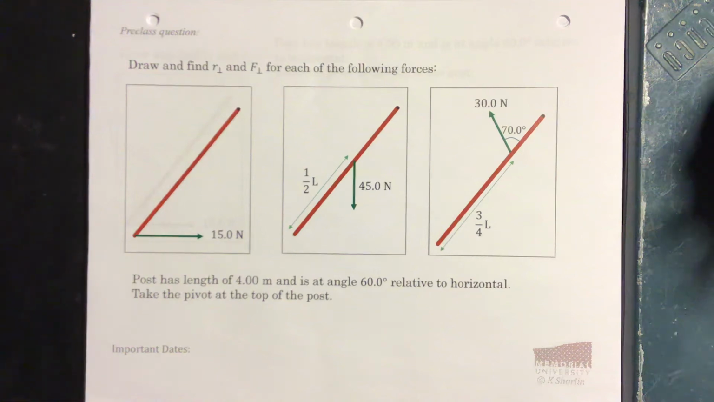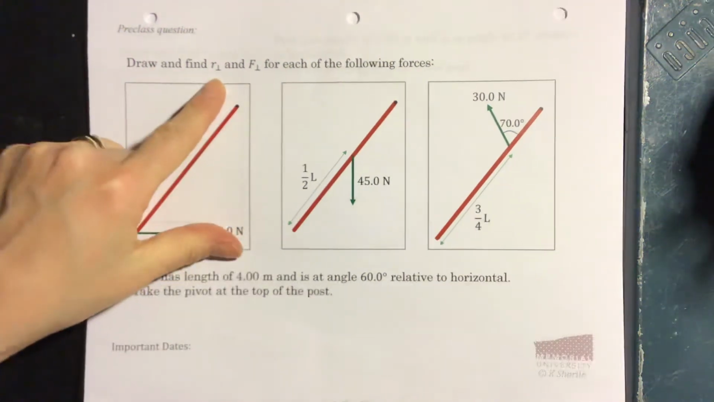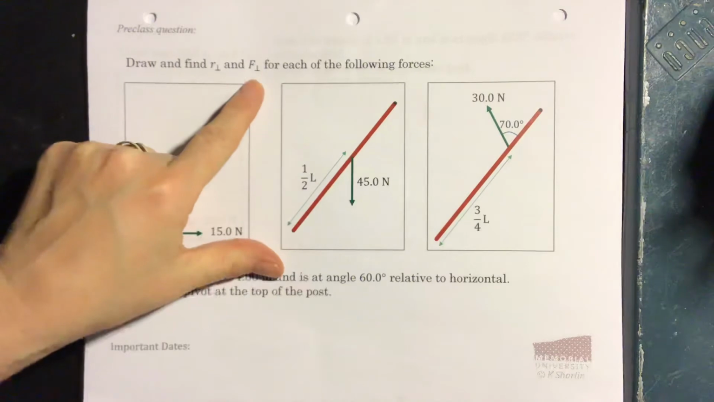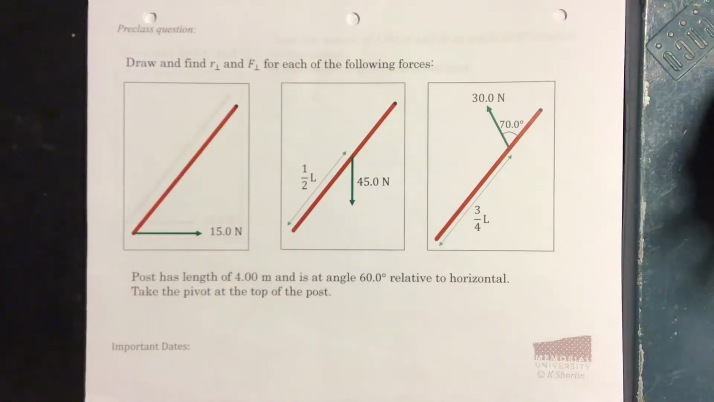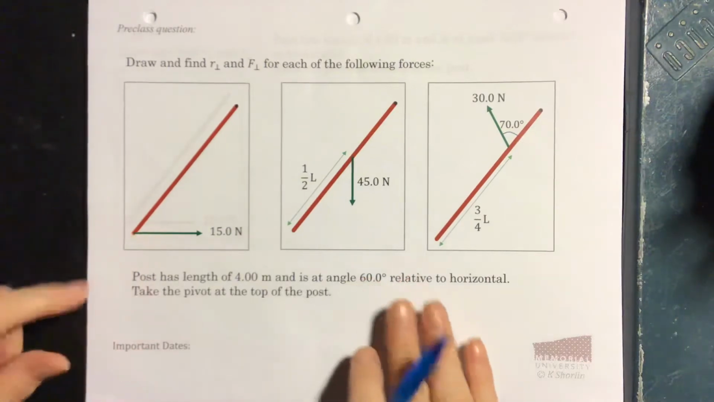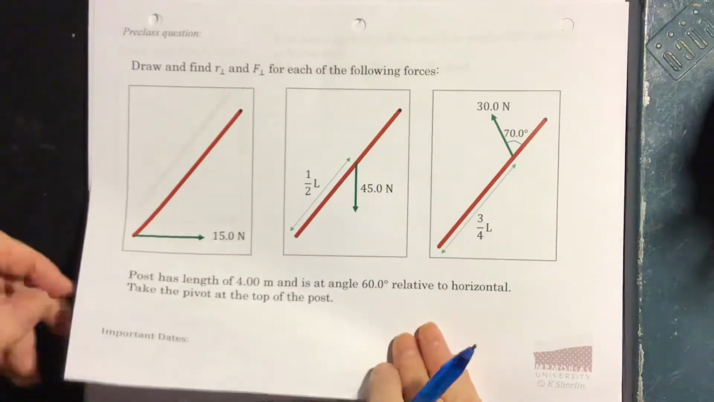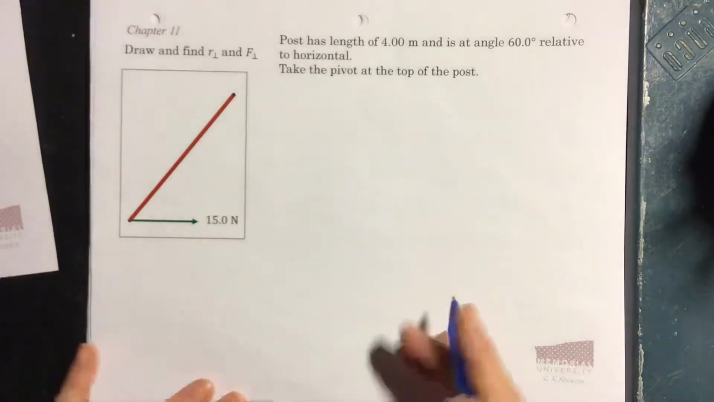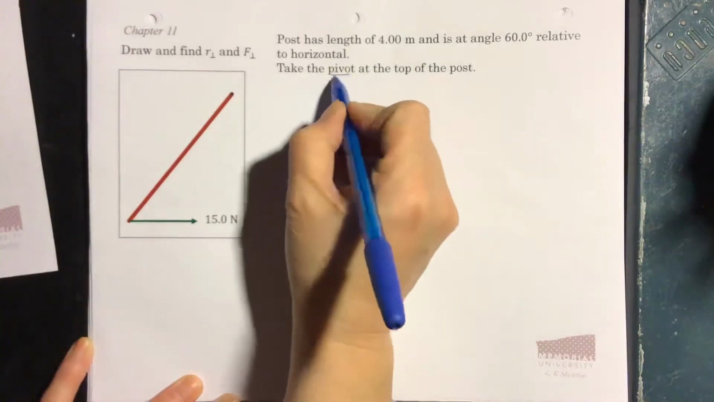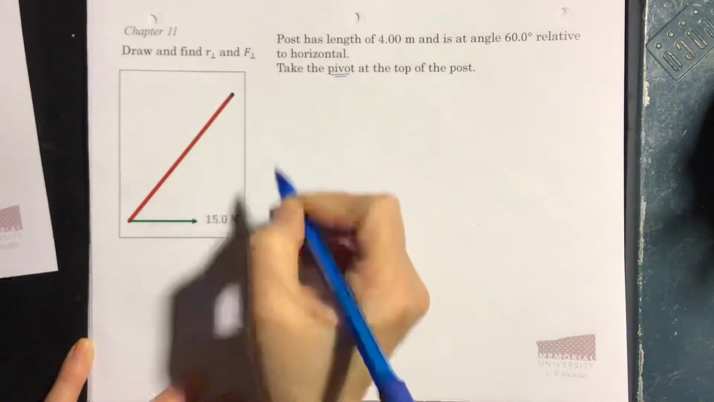We want to find the moment arm, our perpendicular or the lever arm, and the component of force which is perpendicular to the body, for each of the following forces. Okay, let's start with this one first, and let's find the moment arm first. For the moment arm, it says take the pivot at the top of the post. So here's our pivot.